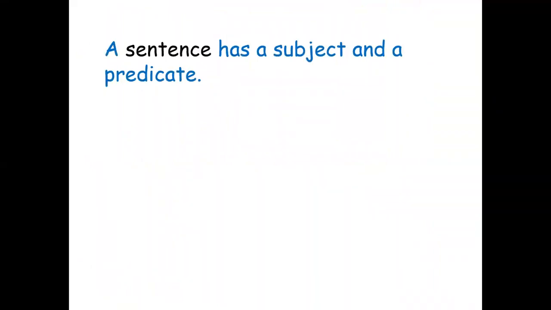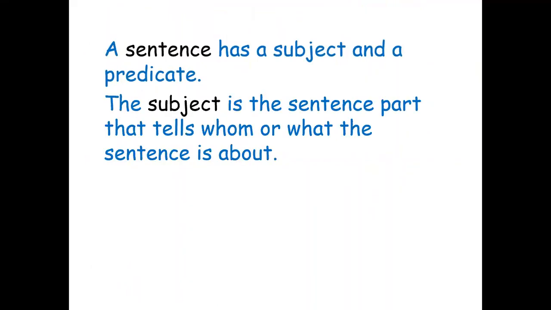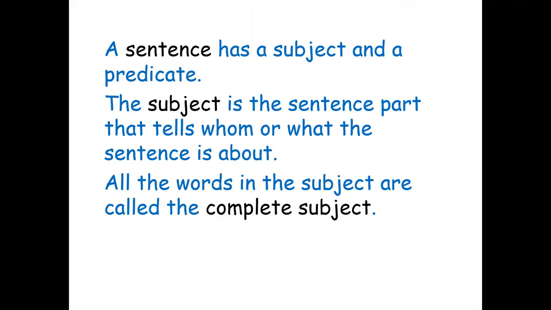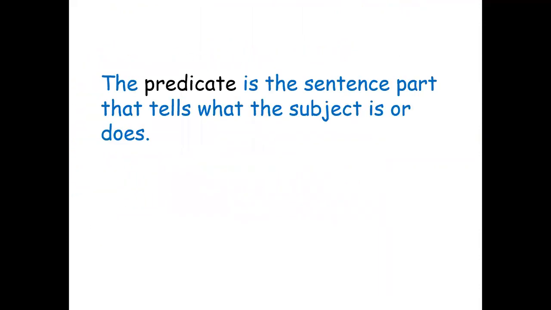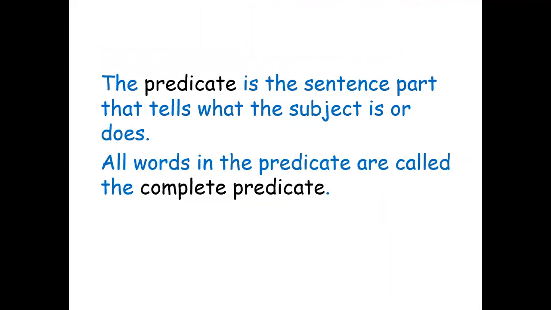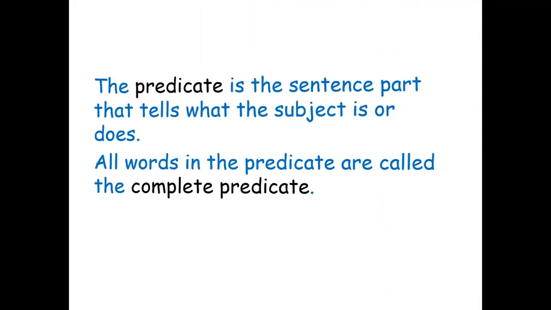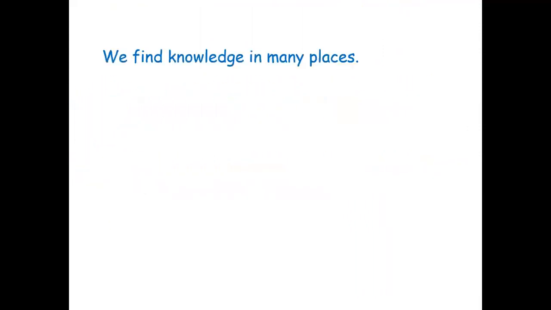So the sentence has a subject and a predicate. The subject is the sentence part that tells whom or what the sentence is about. All the words in the subject are called the complete subject. The predicate is the sentence part that tells what the subject is or does. All the words in the predicate are called the complete predicate.